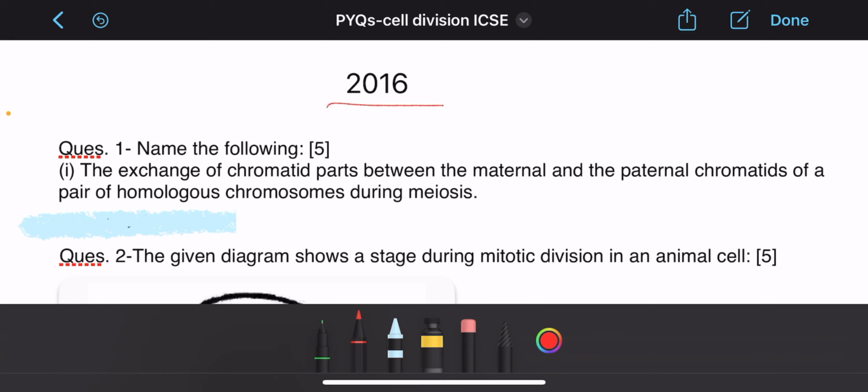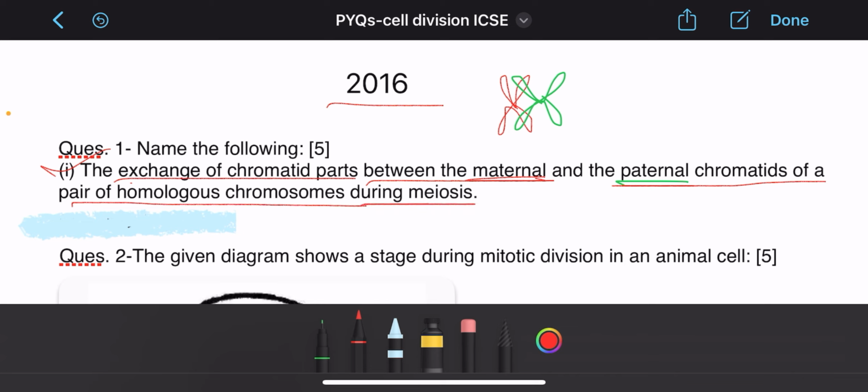So the first question is, name the following. The first part of it is the exchange of chromatin parts between the maternal and paternal. So first let us draw the maternal chromosome and the paternal. So this is the paternal chromatid. Exchange of chromatid parts between the maternal and the paternal chromatids of a pair of homologous chromosomes during meiosis.